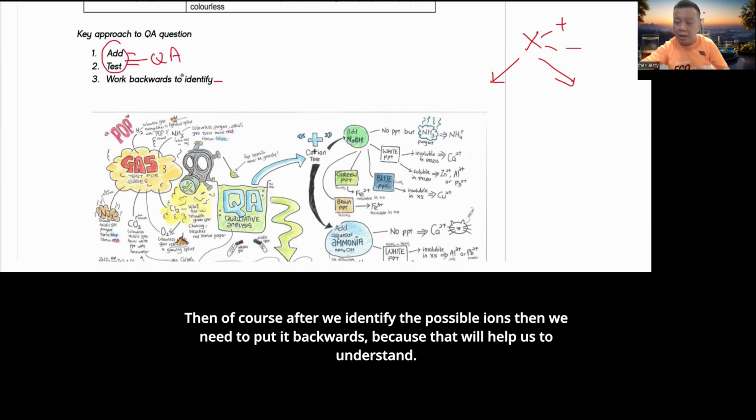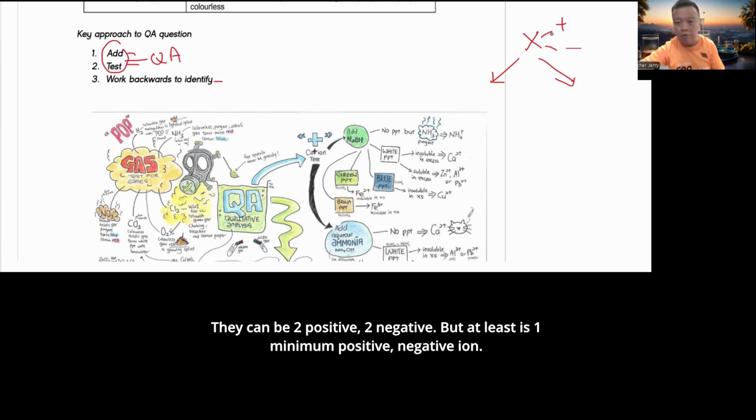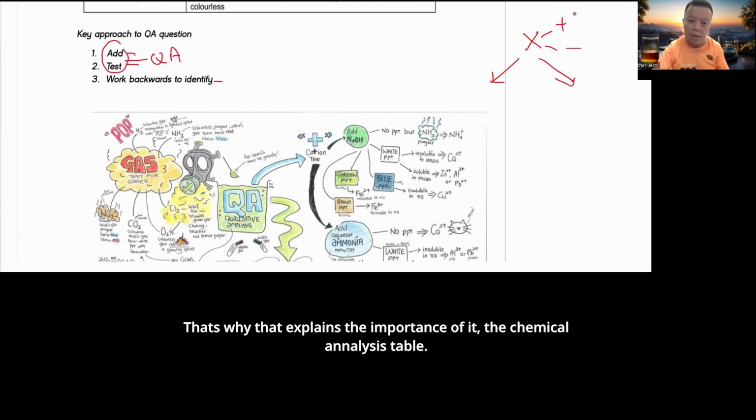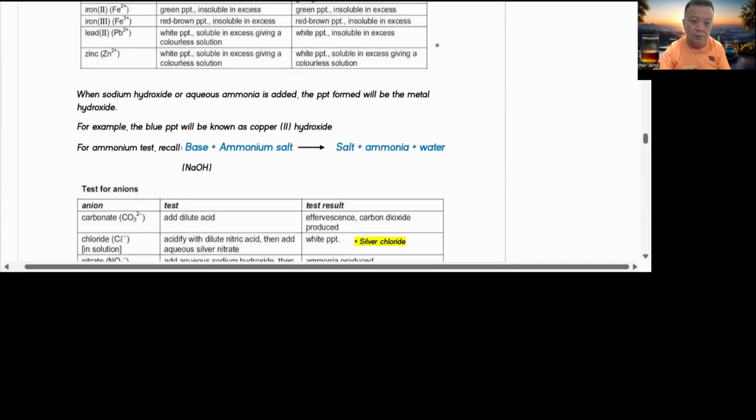Then, of course, after we identify the possible cation and anion, we need to put it backwards, because that will help us understand what X is made up of. Of course, not every unknown is one positive, one negative. There can be two positive or two negative, but at minimum it is one positive and one negative ion. That's why I explain the importance of the chemical analysis table.